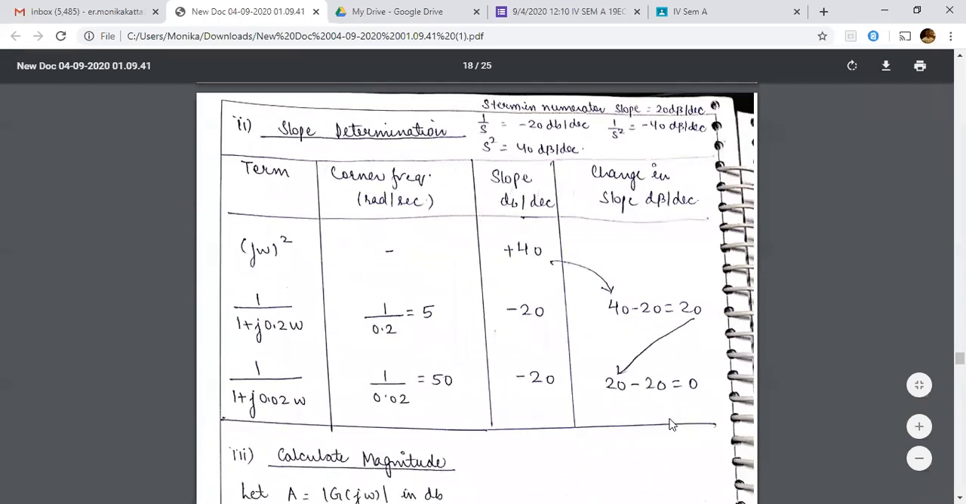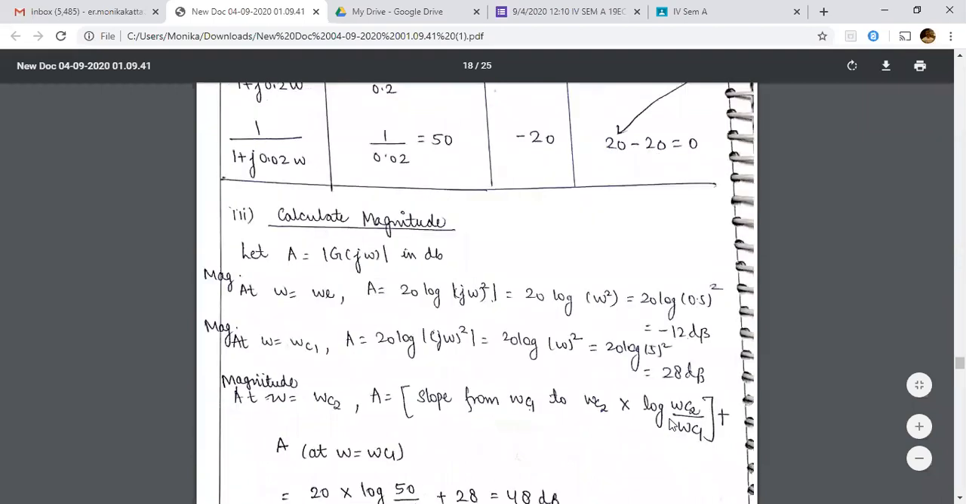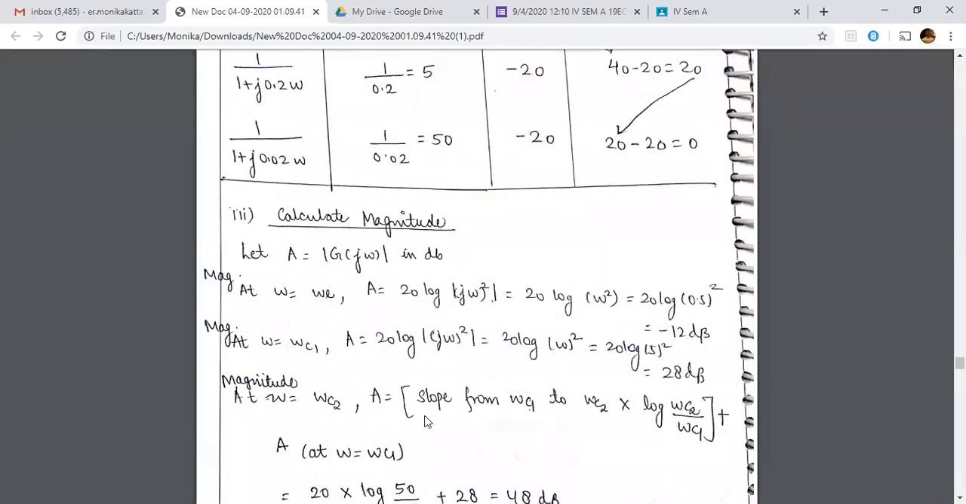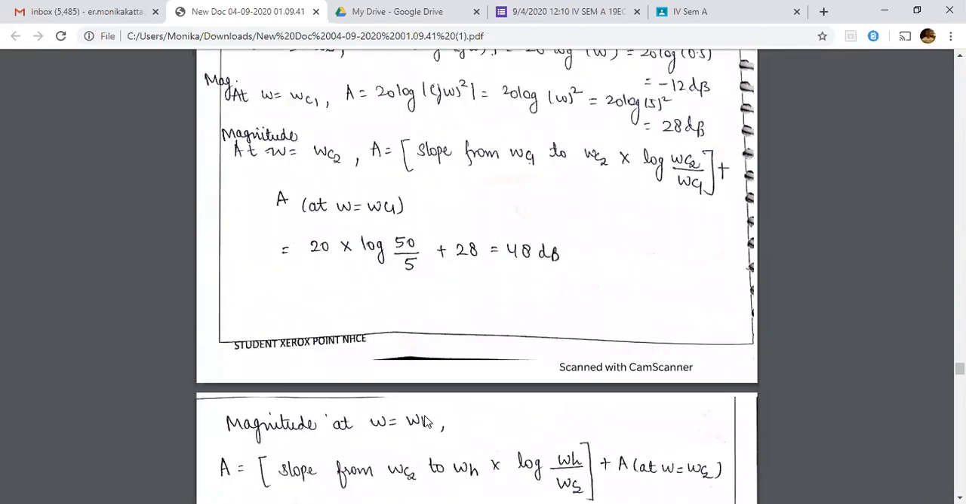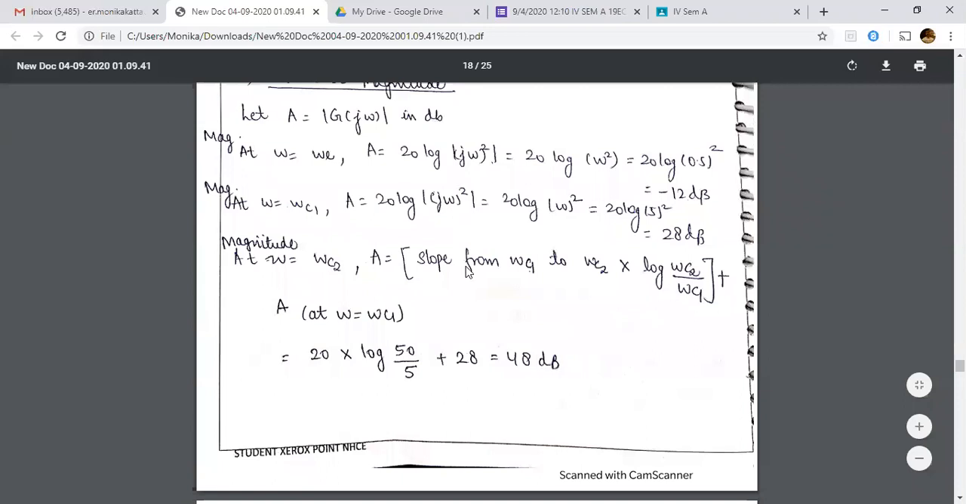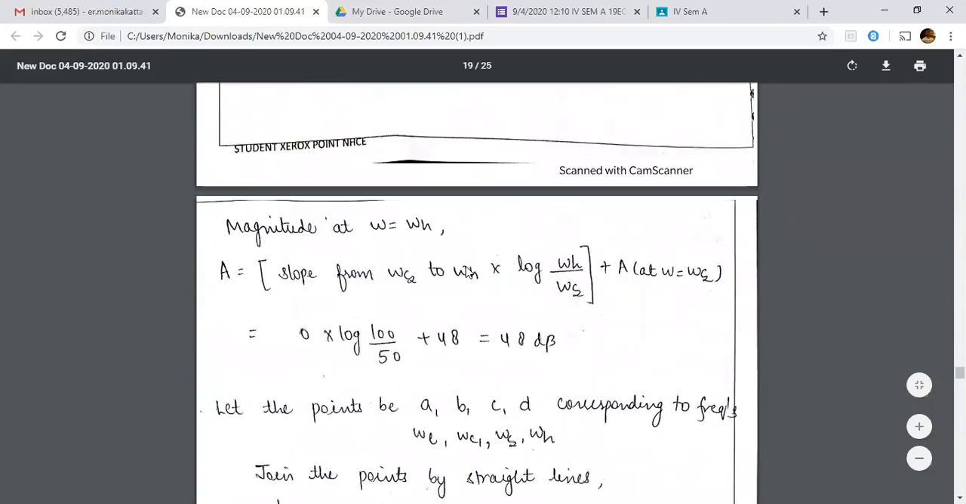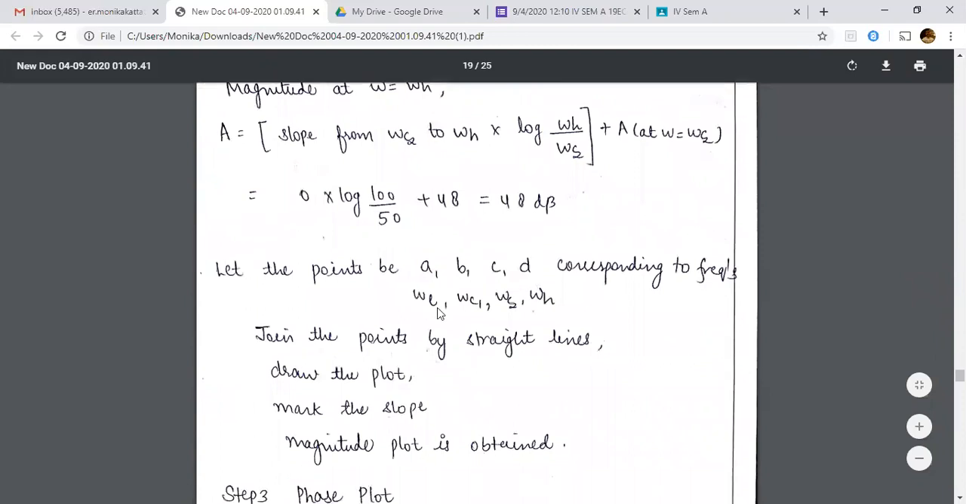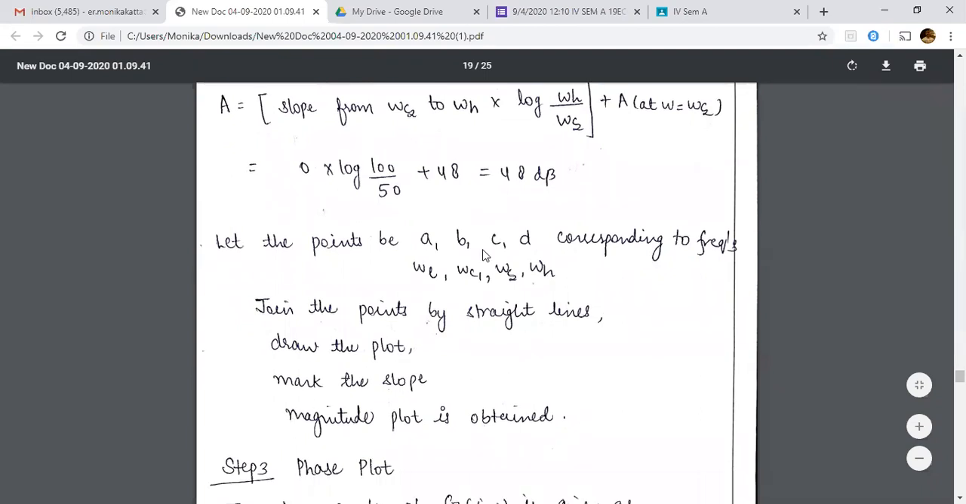Then calculate magnitude. You have to calculate magnitude at all four frequencies: omega L, omega C1, omega C2, omega H. There is a formula to calculate magnitude; you just substitute the values in the formula. For omega L and omega C1, the formulas are these two. For omega C2 and omega H, I have written the formula. Just substitute the values. Let these points be A, B, C, D corresponding to omega L, omega C1, omega C2, omega H. If there are more frequencies, you can extend the points. Join the points by straight lines, draw the plot, and mark the slope. The magnitude plot is obtained. With this, I'll end my session. Okay. Thank you all of you.